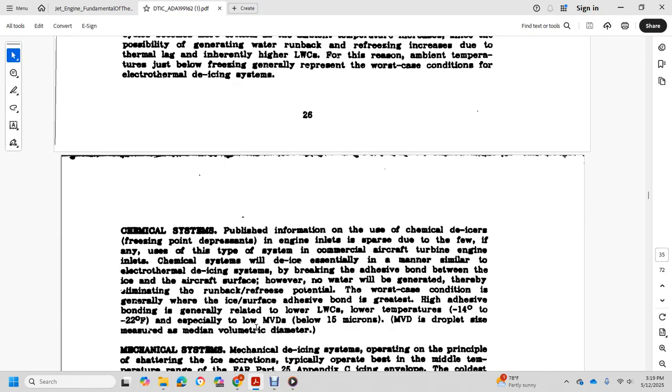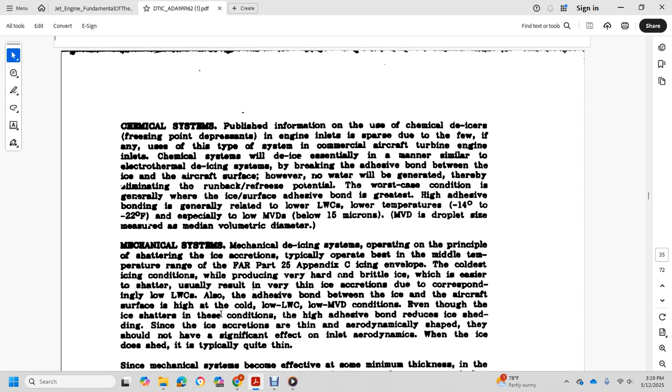MVD is the droplet size measure, the median volumetric diameter. Mechanical system. A mechanical de-icing system operating on the principle of shattering the ice accretion would typically operate best in the middle temperature range of the Federal Aviation Regulation Part 25 Appendix C icing envelope. The cold ice condition produces very hard, brittle ice with high adhesive bond, which usually results in a very thin ice accretion with the corresponding low LWC, and the bond between the ice and the aircraft surface is high and cold for low LWC and low median volumetric diameter conditions.